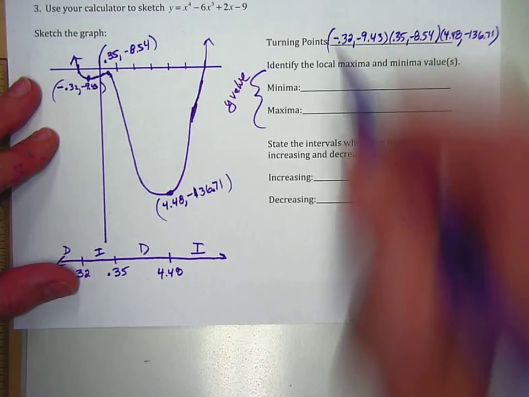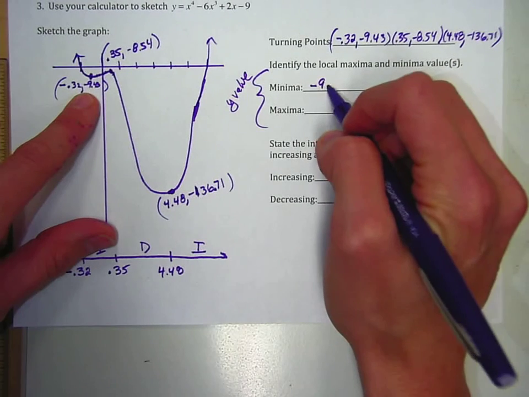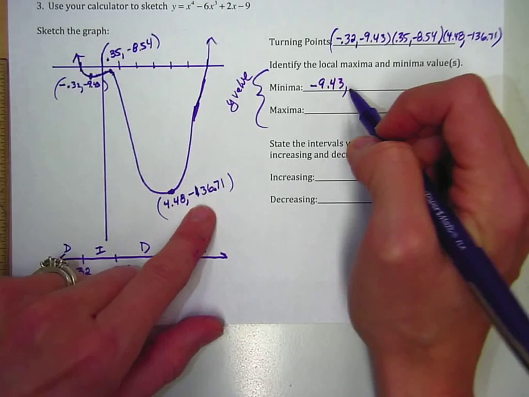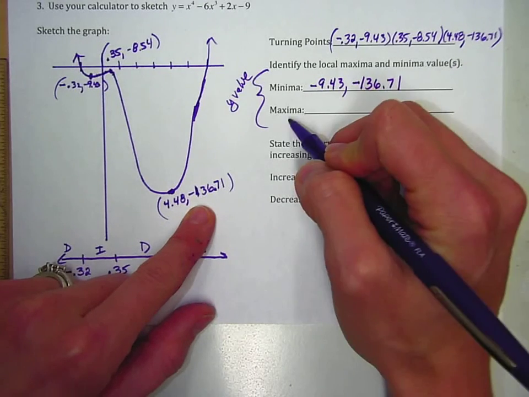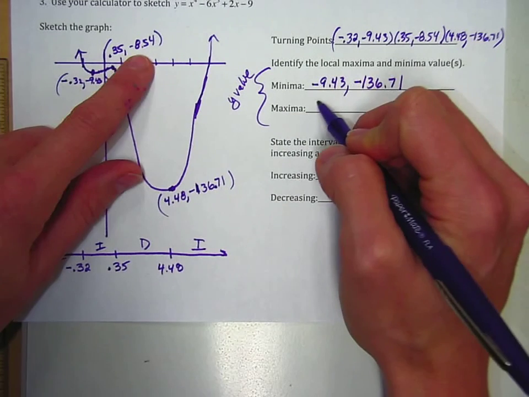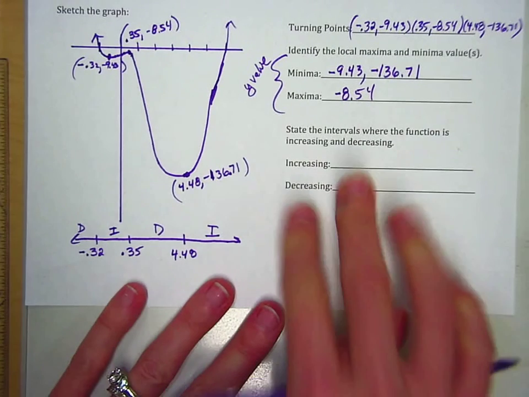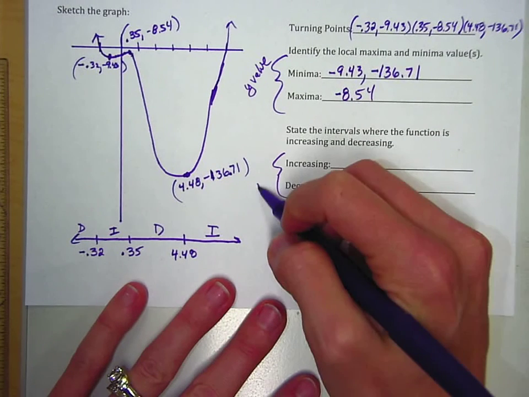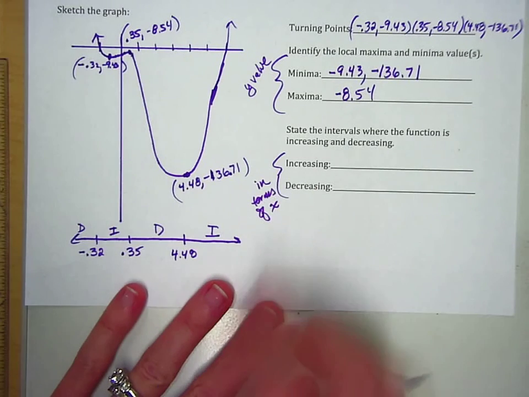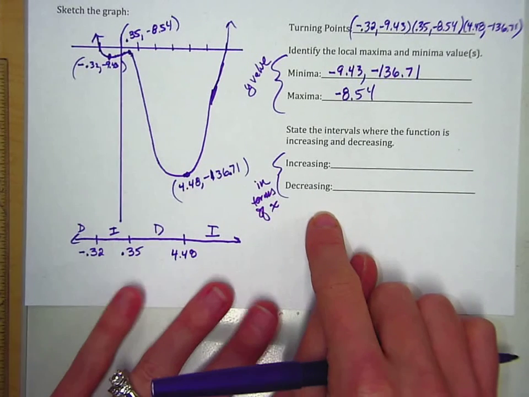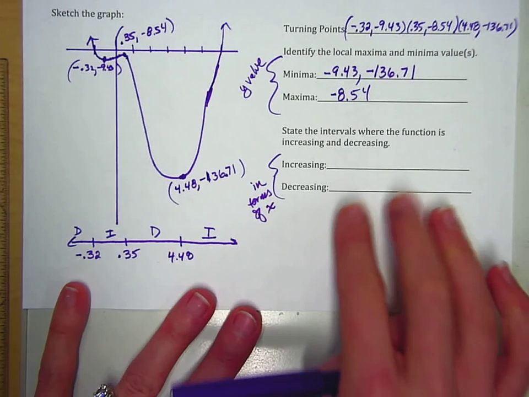All right, for the max and min values, we're only looking for the y value of our turning points. So this is a minima, -9.43, and this is a minima, -136.71. And then for the maxima, it's going to be the y value here, which is -8.54. For increasing and decreasing, we always do this in terms of x. Also, for increasing and decreasing, we do not include endpoints like we would on the domain and range. Everything should be parentheses, so not inclusive.